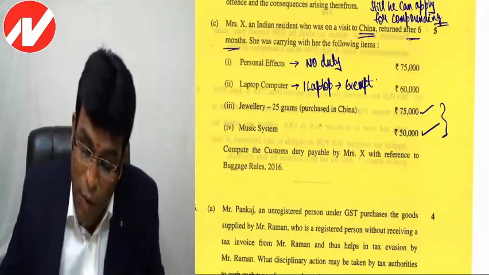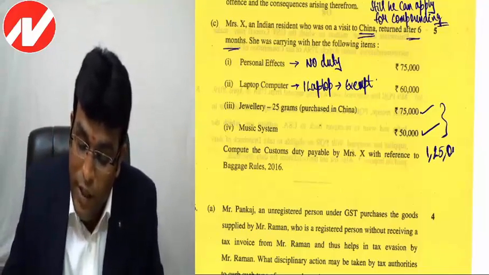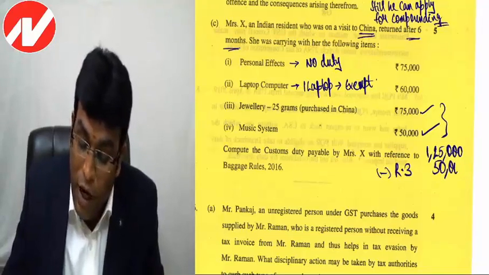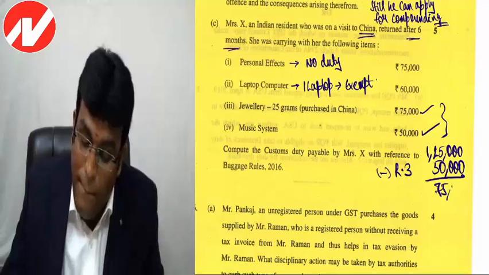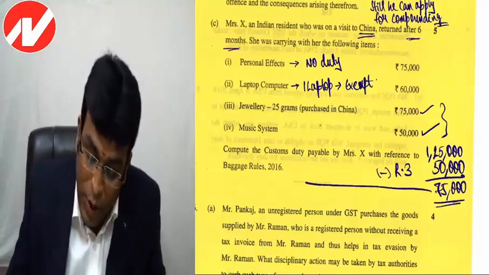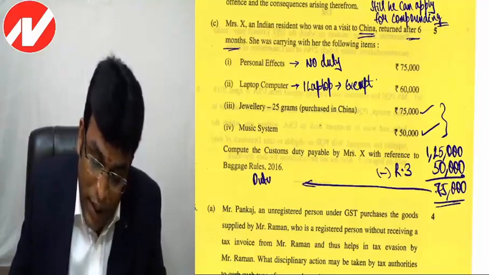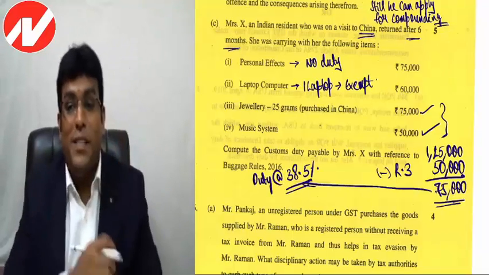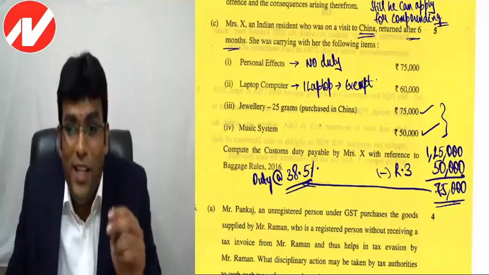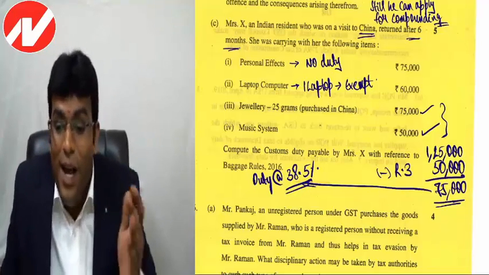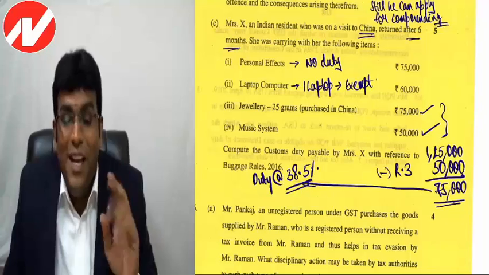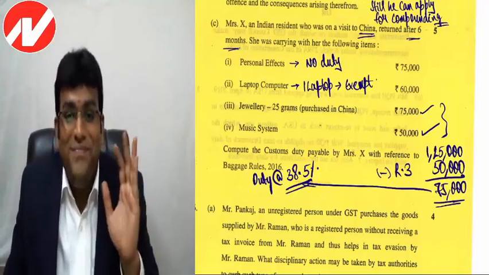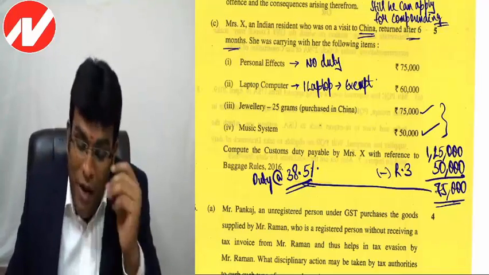Total is 1,25,000. From that 1,25,000 we can take rule 3 benefit of 50,000. Balance figure is 75,000. On this 75,000 we will pay duty at the rate of 38.5%. 38.5% is because 35% is the rate of duty of baggage plus 10% social welfare surcharge on the duty. So that's where it becomes 38.5%.